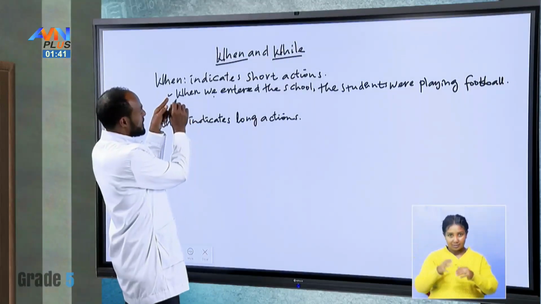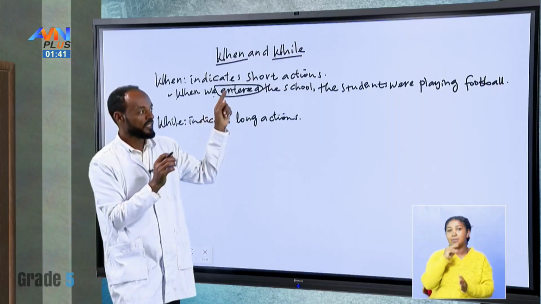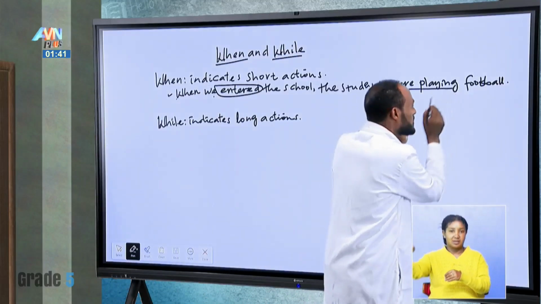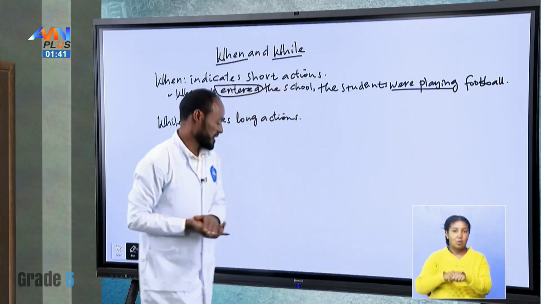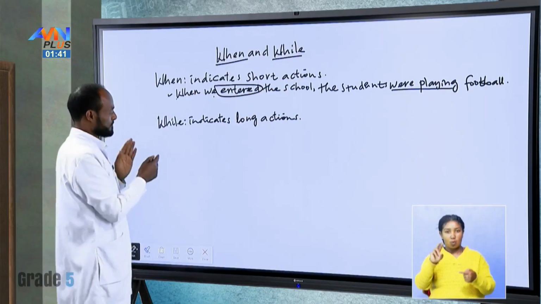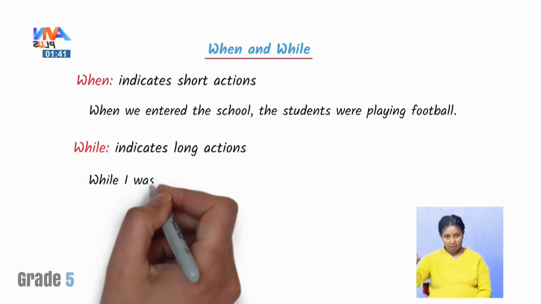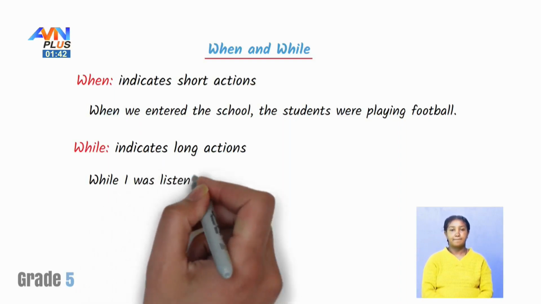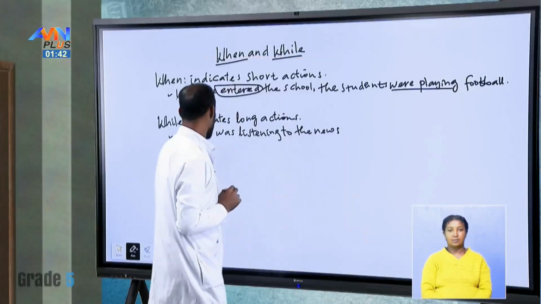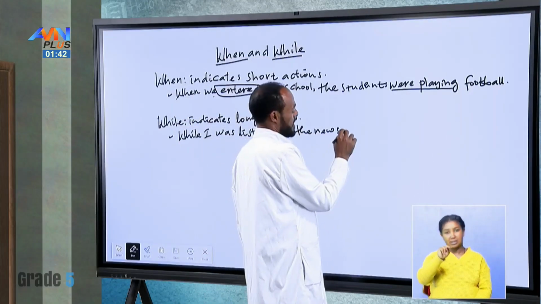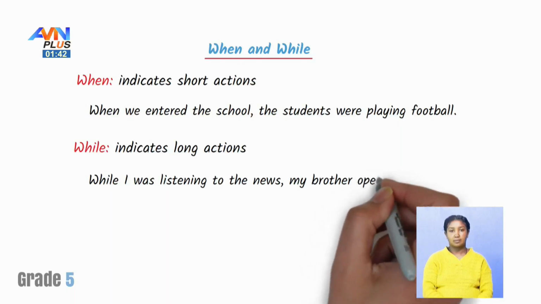Look, in this sentence, we start from when, okay? So we put simple past. This means verb to be should be added. What about this one here? The students were playing. This one could be used here just as past continuous tense or long action. What about while here? While I was listening to the news, comma, my brother opened the door.